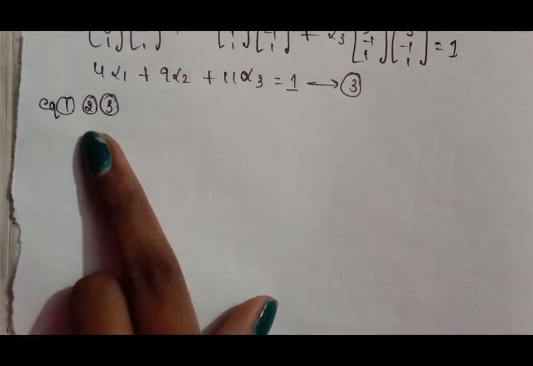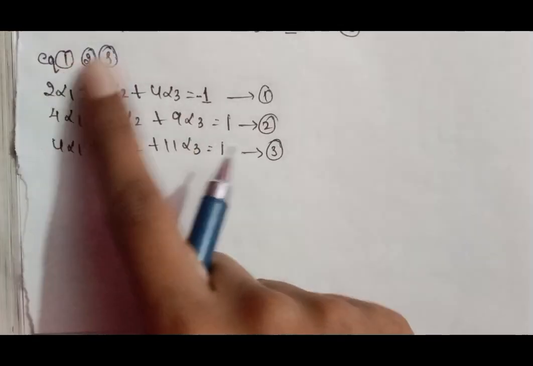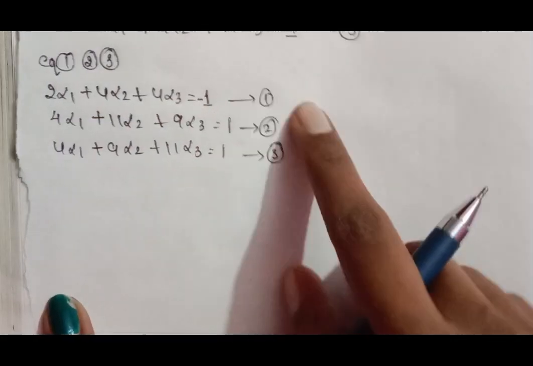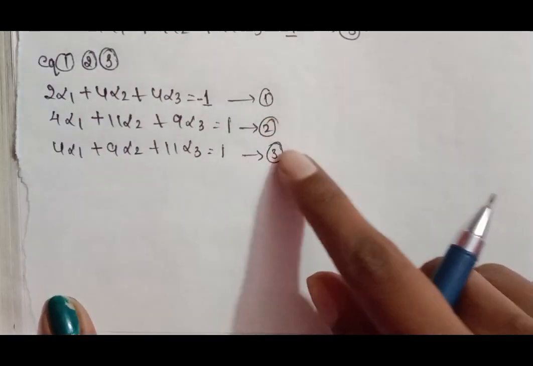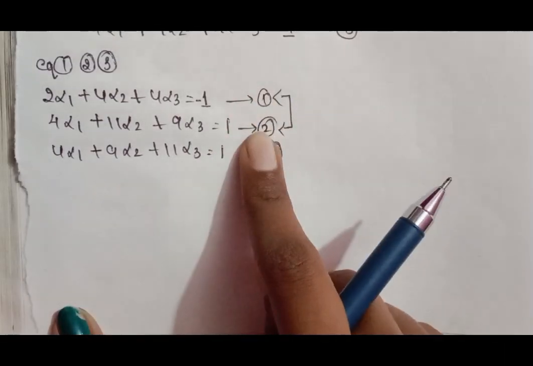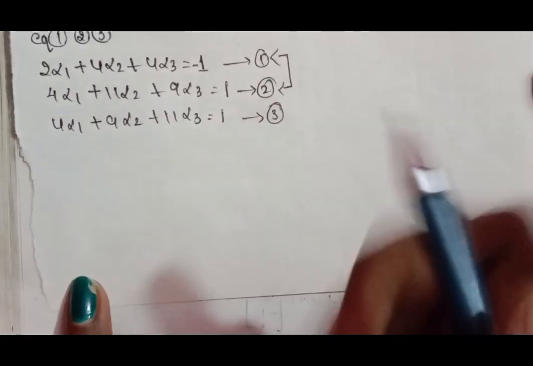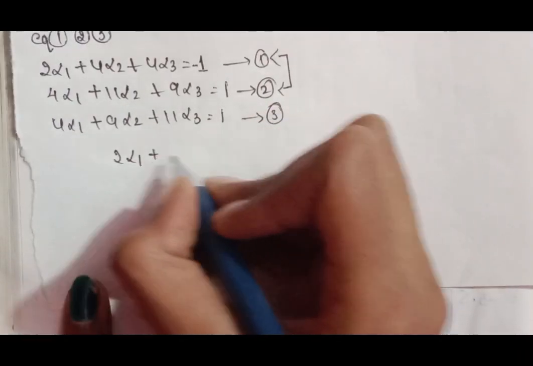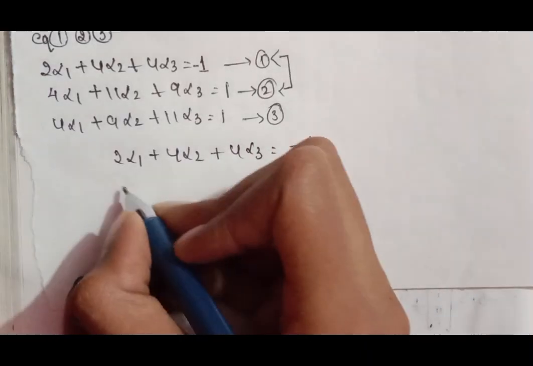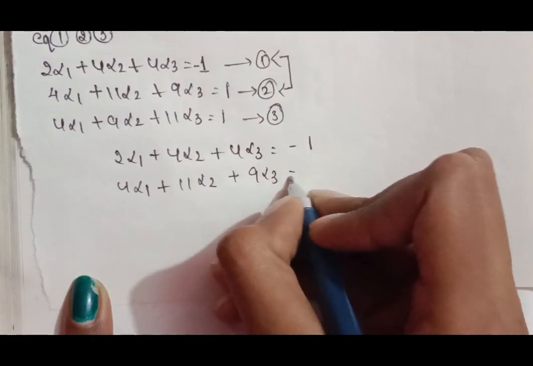Now by considering equations 1, 2 and 3, write it down. The three equations are 2 alpha 1 plus 4 alpha 2 plus 4 alpha 3 equals minus 1, which I gave as equation 1, then equation 2 and equation 3. Now we are going to consider only equations 1 and 2, in order to get alpha 1, alpha 2 or alpha 3. So how? Let me consider the first equation, 2 alpha 1 plus 4 alpha 2 plus 4 alpha 3 equals minus 1, and 4 alpha 1 plus 11 alpha 2 plus 9 alpha 3, which is equal to 1.